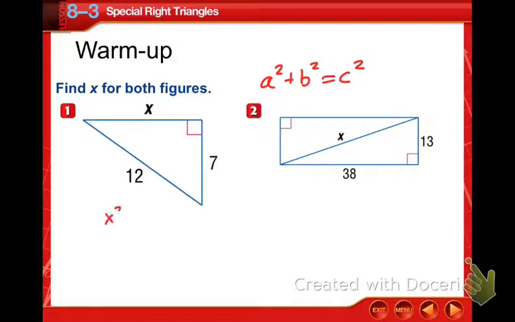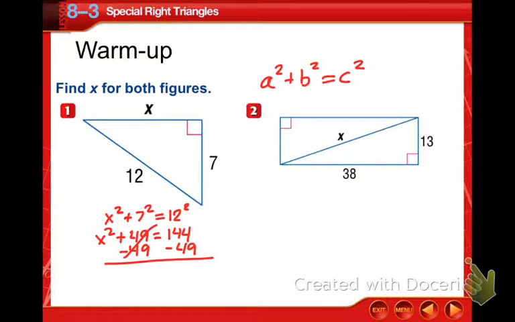So we're going to go x squared plus 7 squared equal to our hypotenuse, which is c, that's the 12. So x squared plus 7 squared, which is 49, equals 12 squared, which is 144. I'm going to subtract 49 from both sides. It cancels on the left, leaving x squared equal to 95. So we square root both sides. So x is now equal to the square root of 95, which is about 9.7.